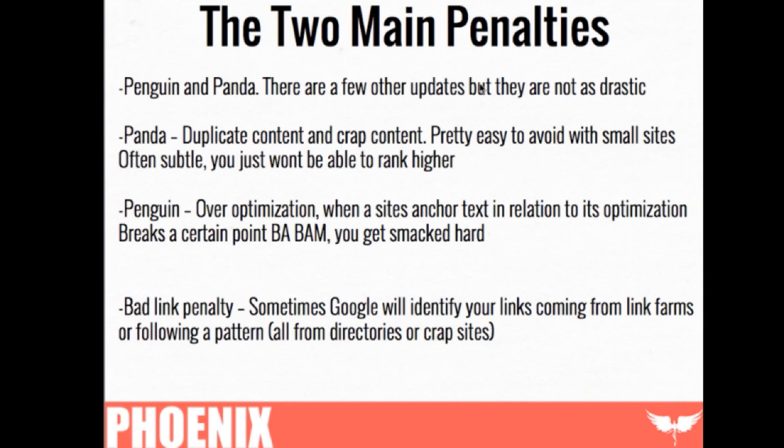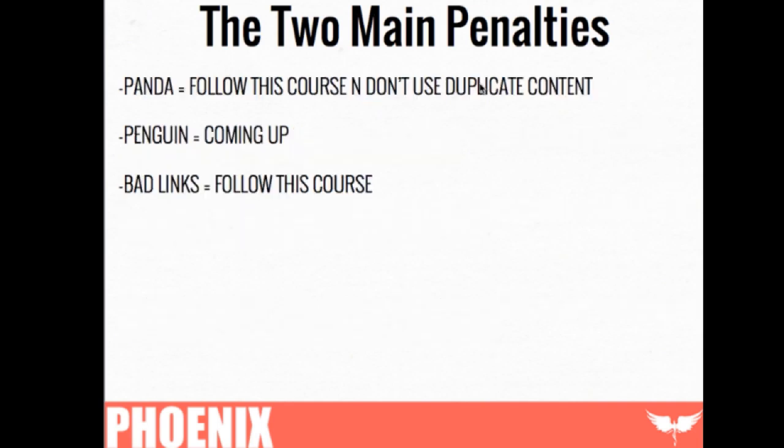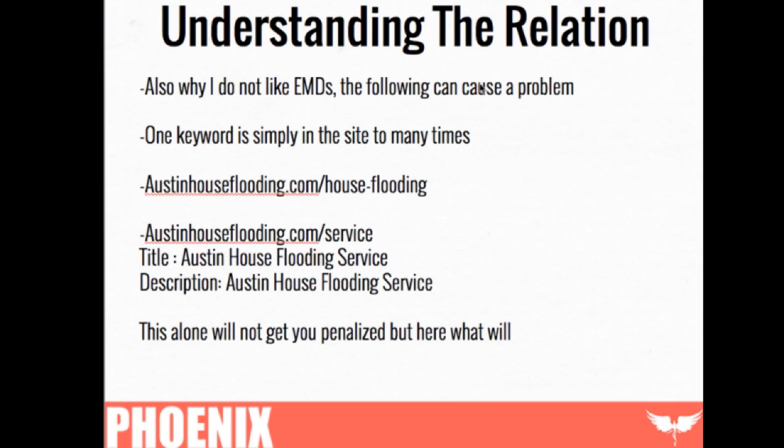And don't worry too much about the bad link penalty. The way to avoid all these, Panda, just follow this course and don't use duplicate content. Penguin, I'll show you how to avoid that coming up. And bad links, just follow this course and you're pretty much good. Okay? So what you need to do is understand the relation.